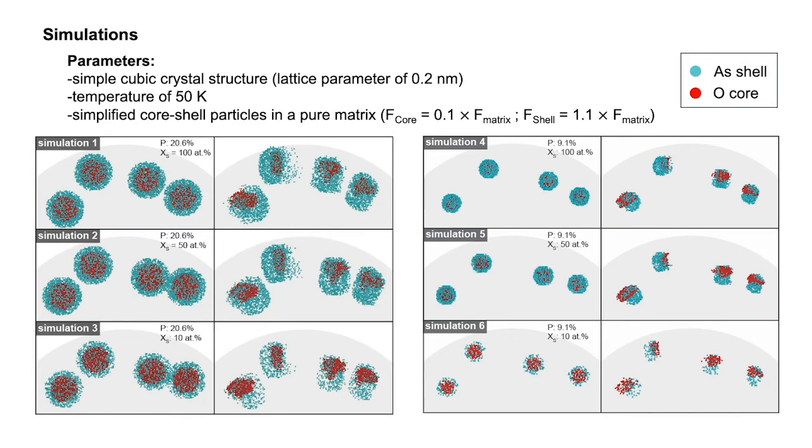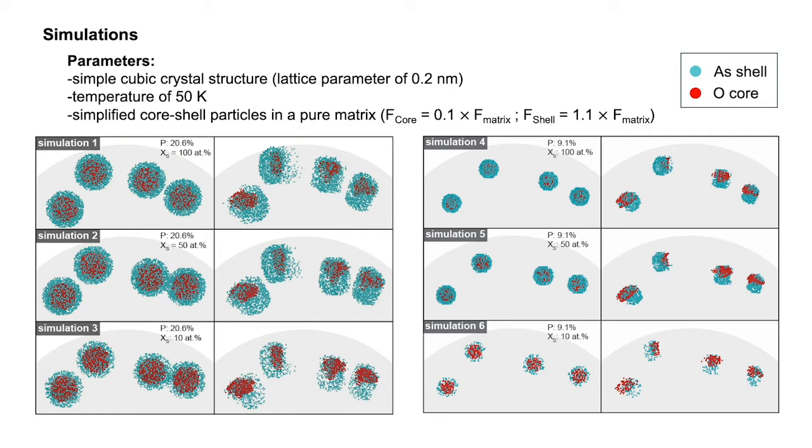To confirm that these high atomic density features are fluid inclusions, we ran field evaporation simulations of simplified core shell particles in a pure matrix. The shell represents the arsenic-coated margin of a fluid inclusion, whereas the core represents the oxygen-rich fluid inside the inclusion. The matrix here is assumed as a simple cubic crystal structure with a lattice parameter of 0.2 nanometers. For the simulation, the evaporation field of the core is set to 0.1 times that of the matrix, and the evaporation field of the shell is set at 1.1 times that of the matrix.